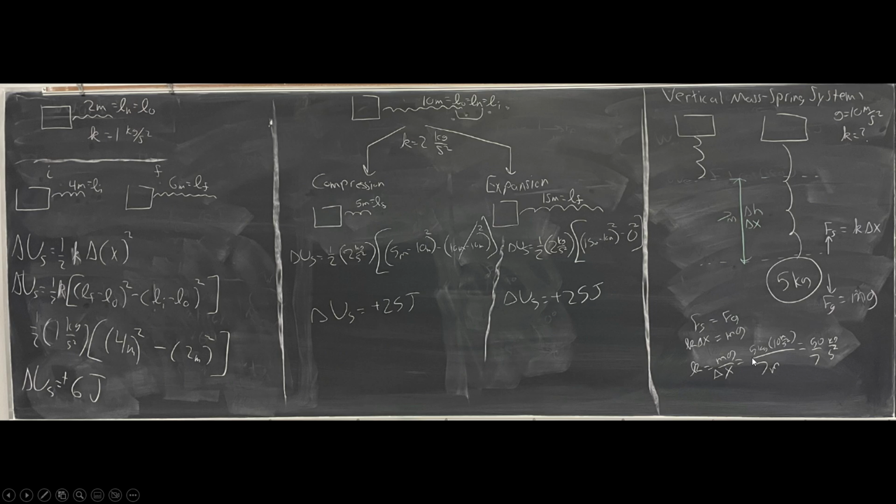Now, we were told that the mass is 5 kilograms, acceleration of gravity is 10 meters per second squared, and we were told our change in height, which happens to also be our change in displacement of the spring, is 7 meters. That's because we're assuming that we were starting at the spring's natural resting position. Therefore, the change in height just equals the change in displacement. And that gives us 50 over 7 kilograms per second squared.